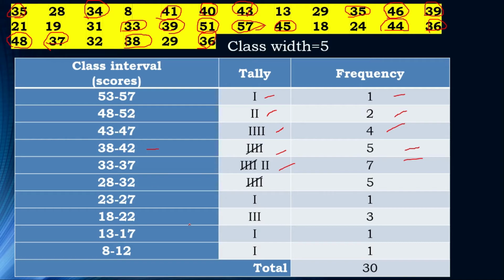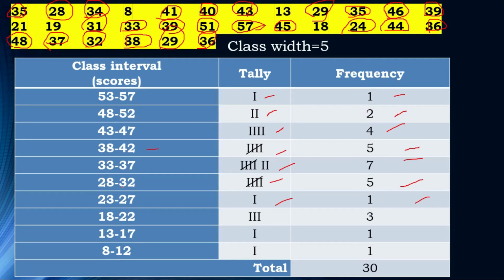Then next is 28 to 32. Ang hahanapin natin, 28, 29, 30, 31, and 32. So 1, 2, 3, 4, 5. Meron ba pa? Wala na. So 5 yung ating tally at 5 din yung ating frequency. Next is 23 to 27. So, hanapin natin 23, 24, 25, 26 to 27. So, meron ba? 23, 24, ayan, 1. Meron pa ba? So, wala na. So, 1 lang yung ating tally at 1 din yung ating frequency.